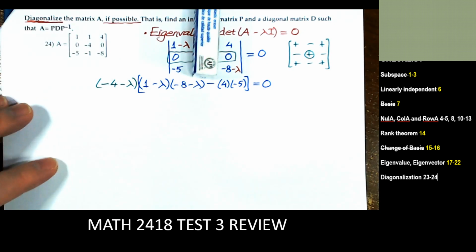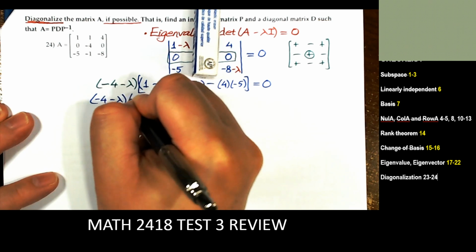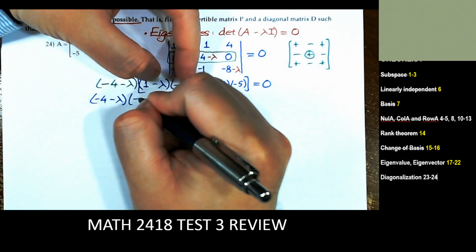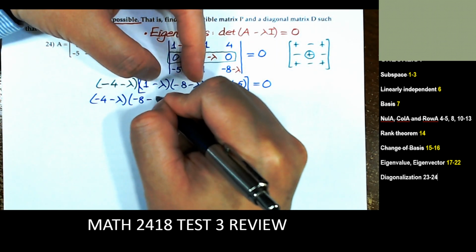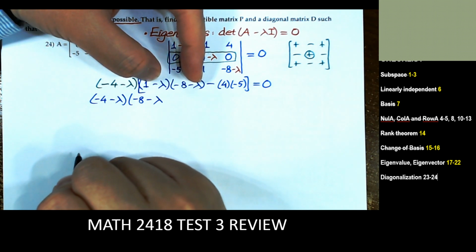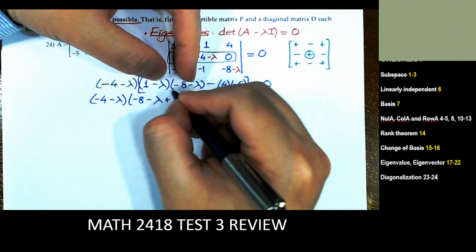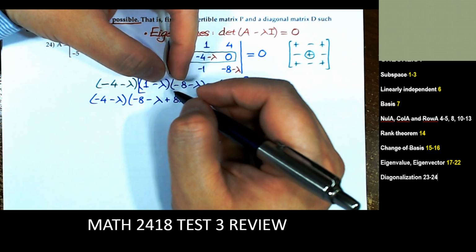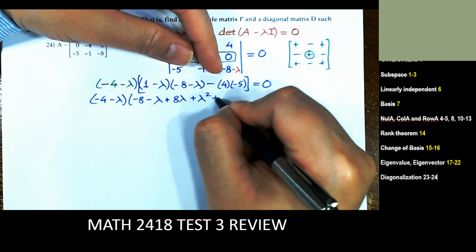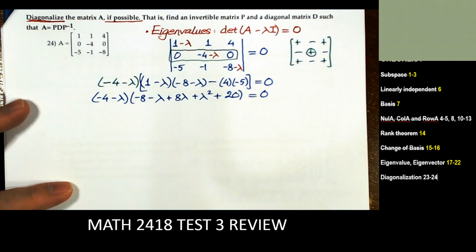equal to 0. So the equation will be negative 4 negative lambda, multiply this out, minus h, minus lambda, plus a lambda, plus lambda square, plus 20 equal to 0. Now I just simplify first.